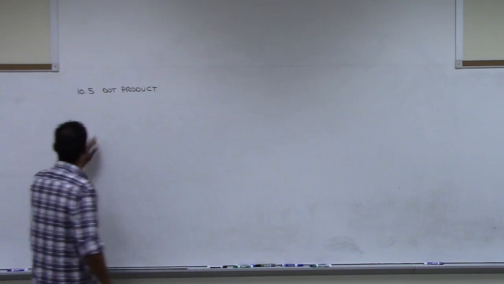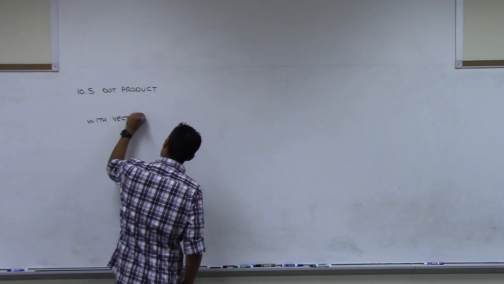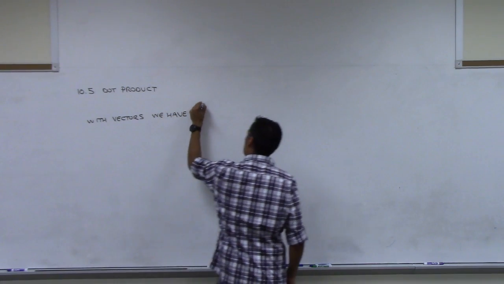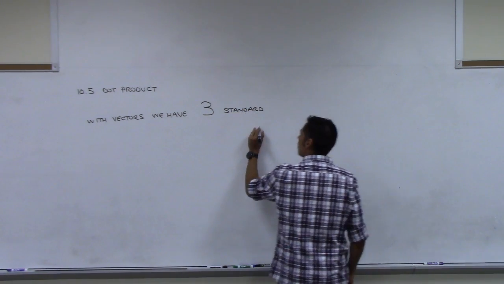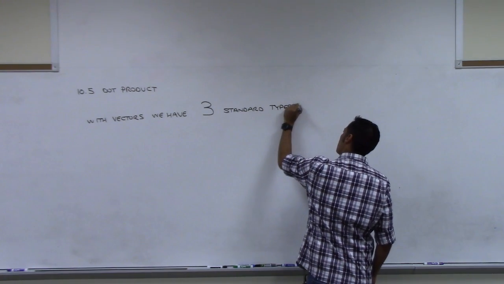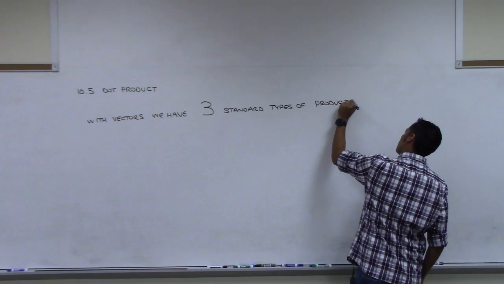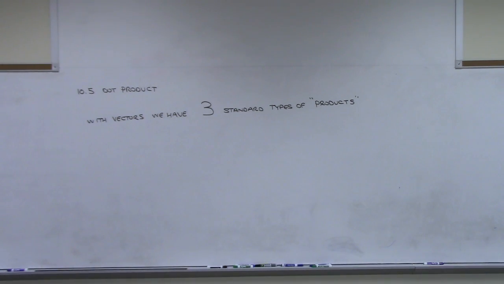So when it comes to vectors, we have 3 standard types of products. When I say products, when you think about product from what you've done in your mathematical life, when you say take the product of 2 numbers, you're thinking multiplication, right? But when it comes to vectors, we actually have 3 different types of products, and I told you all about this already.